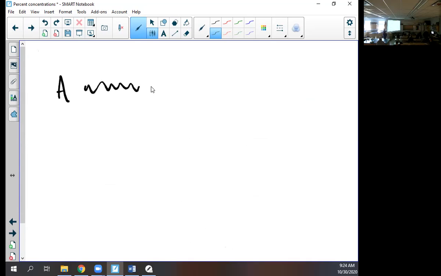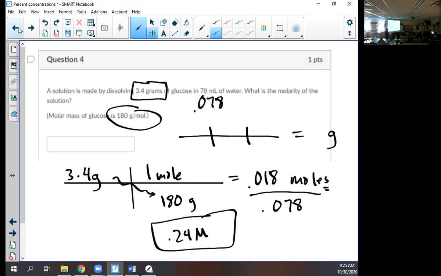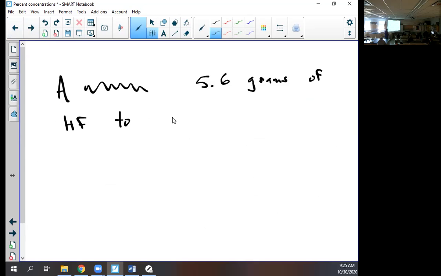A solution is made by adding, who cares, let's say 5.6 grams of HF to, hold on, what do I need here? Well, do you want it in milliliters or liters? Do you care? Liters. 0.510 liters. Well, I don't know why I double tapped that. That was weird. Molarity is what? Okay, go.